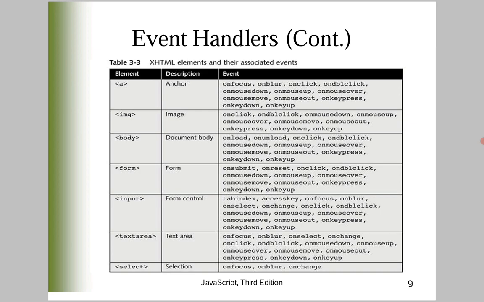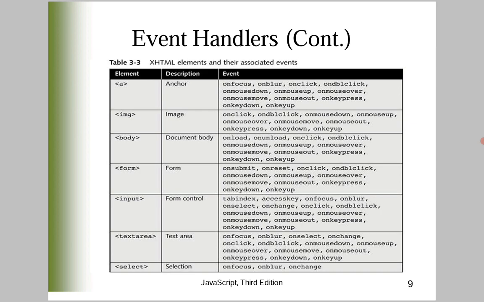Onkeypress is a keyboard event, when you press a particular key on a keyboard. Onkeydown means when you press and hold down a particular key on a keyboard. Onkeyup means when you press and release a particular key on a keyboard.